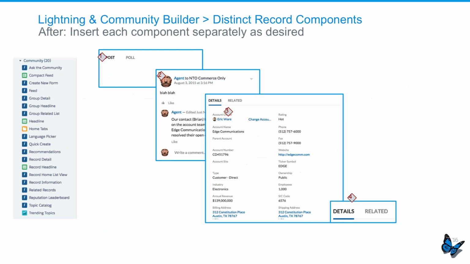Now, once you insert each component, you can build these out, and you can add them in separately or not, depending on what you want. So you have the full capability to format and change and add these components into your community using Community Builder as you want.